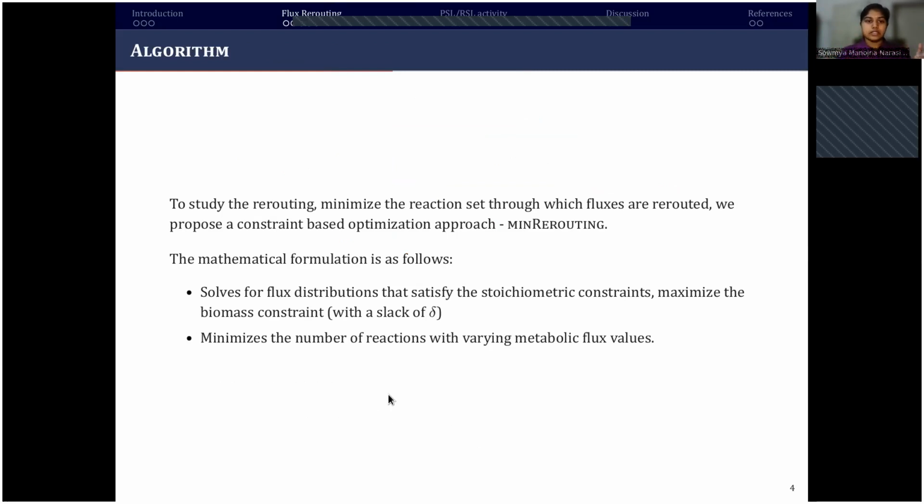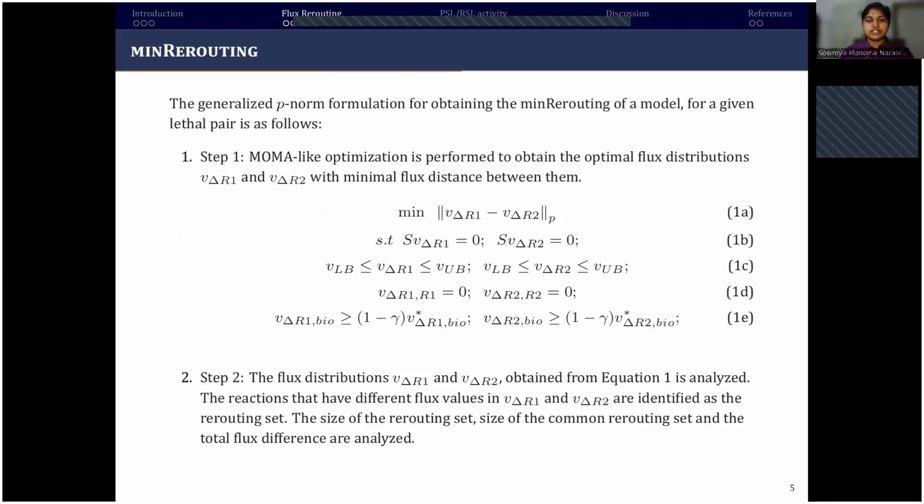And what we wanted to do was simultaneously solve for the flux distribution that satisfies all the stoichiometric conditions and maximizes the biomass constraint, and also minimizes the number of reactions with varying metabolic fluxes. This was our wish list. And we named our algorithm min rerouting. It's a constraint-based optimization approach. And the mathematical formulation is as follows.